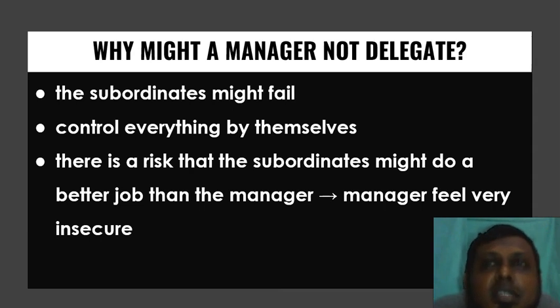Why might a manager not delegate? Or why might a manager be reluctant to delegate? One reason is the subordinate might fail to do the task as and when it is required. Another reason is the manager wants to control everything by themselves. And the third reason is there is a risk that the subordinate might do a better job than the manager. The manager feels very insecure and might feel that they could lose their position to the subordinate who has done the work very well.